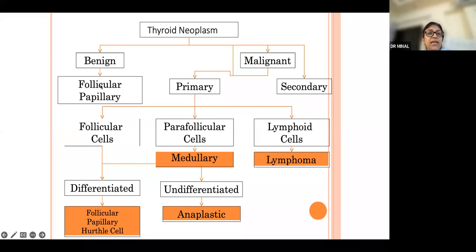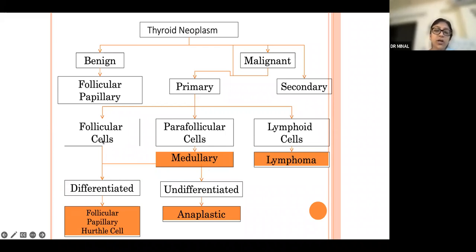If it is benign, it has to be a follicular adenoma or a papillary adenoma. Just leave it. You don't need to do anything if the patient is euthyroid. But if it is malignant, then you think whether it is a primary malignancy or a secondary malignancy. Secondary malignancy will give you the source of primary somewhere, maybe a kidney, maybe a colon. But if it is primary, then you think whether it is a follicular type, a parafollicular type, or a lymphoid type. Lymphoid is always a lymphoma. Parafollicular will be medullary thyroid carcinoma.